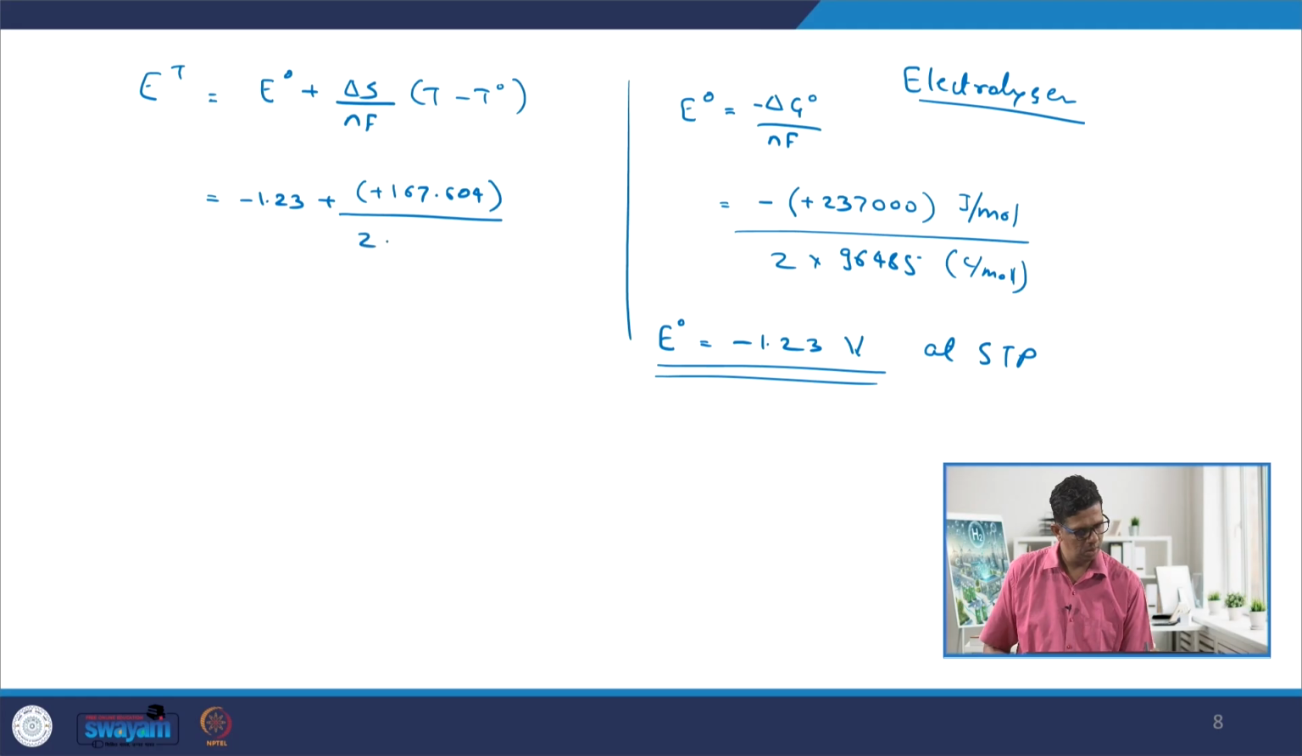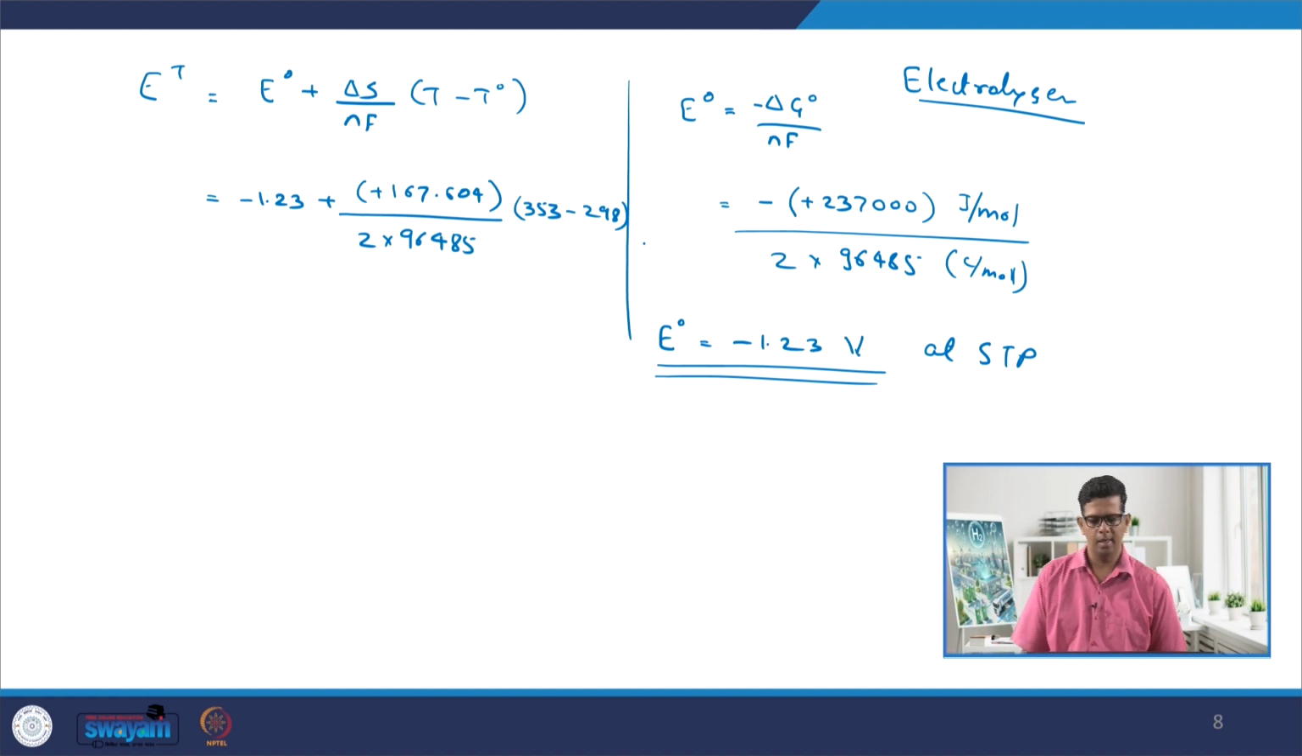N is 2, F is Faraday's constant, which is 96,485, temperature is 353 minus T naught is 298. We can also substitute this in degree Celsius, it does not matter because it is a temperature difference. So, the answer will be same. So, if we solve this up, this will be minus 1.23, and this is all positive term. We have positive entropy and the temperature difference is also positive. So, the final term will also be positive here.